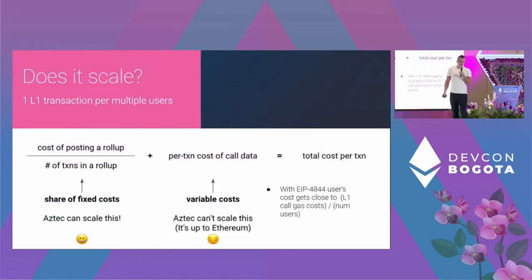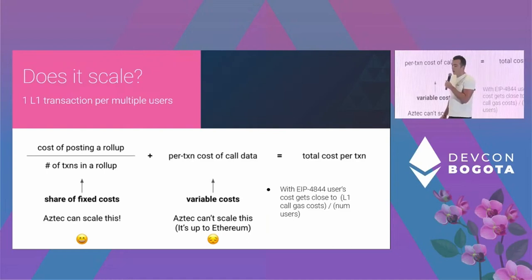You might be wondering, does it scale? Rollup is quite a common buzzword, and it does scale. One reason why it scales is that there is one L1 transaction per multiple users. But of course, everything is always more complicated and there are overhead costs to rollups. These costs are the cost of posting a rollup and the per-transaction cost of calldata. Luckily, the cost of posting a rollup gets split between many users. So when there are many users in the rollup, this goes down.